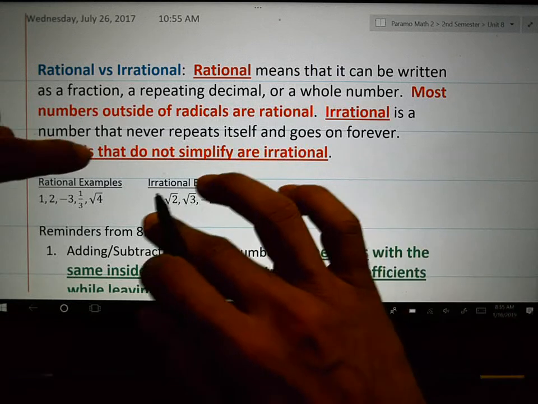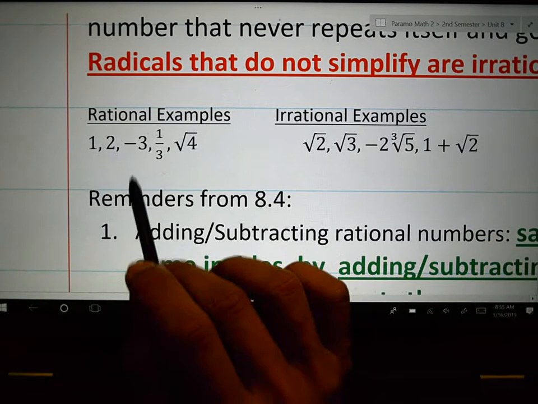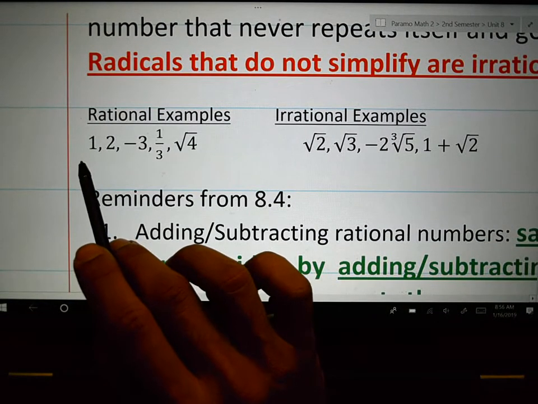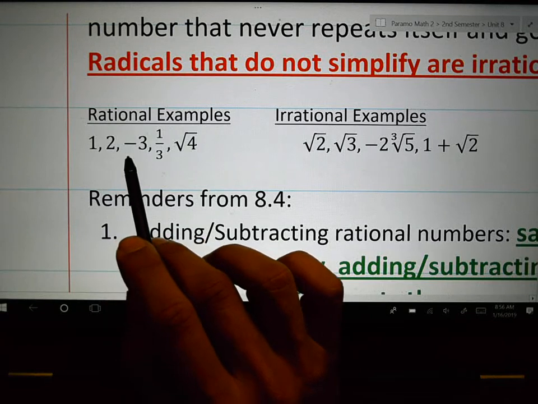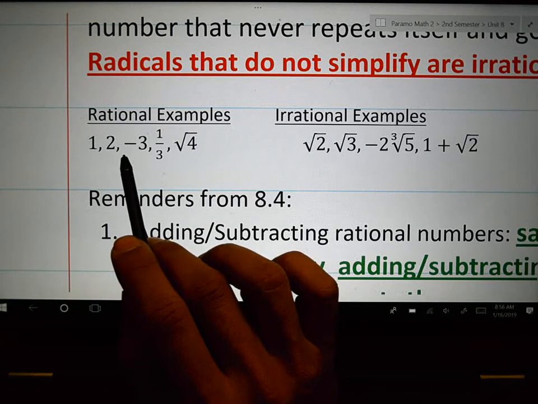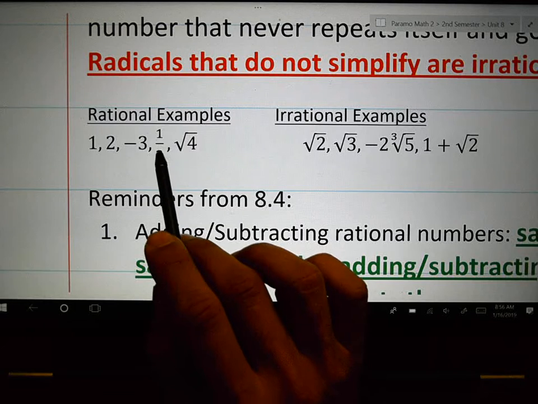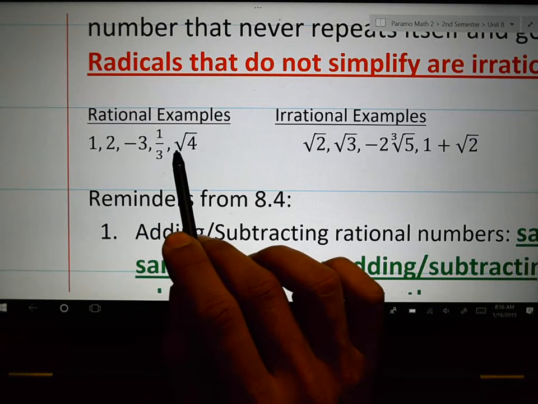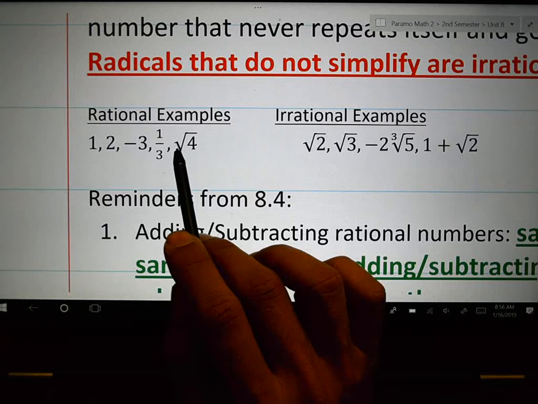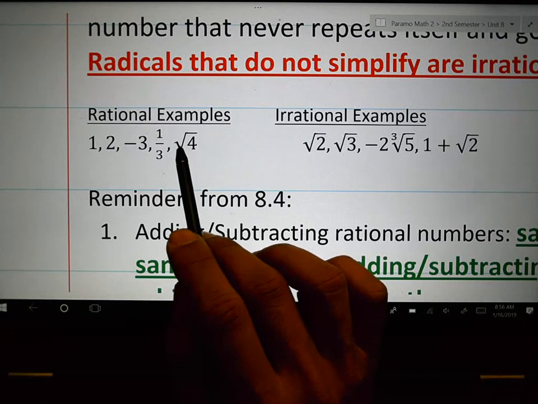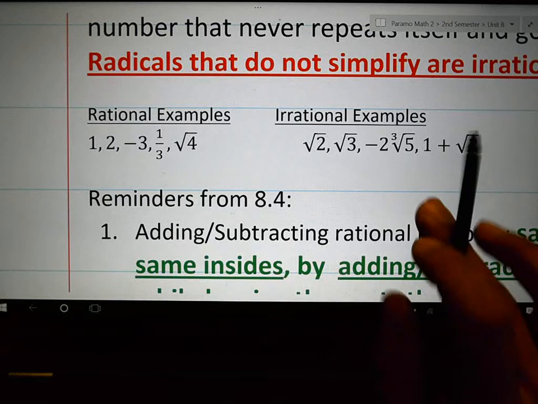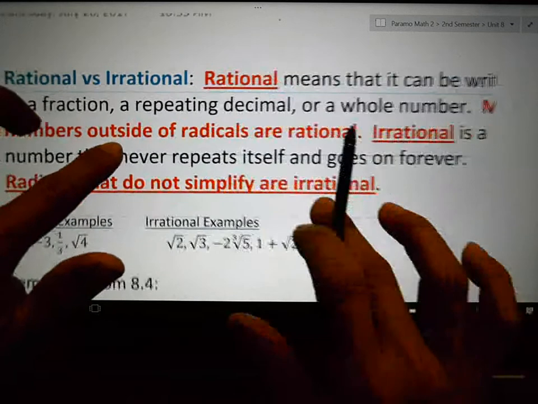So I have several rational numbers here that you could look at. The number 1 is rational. The number 2 is rational. -3, rational. Same with 0, as a matter of fact. 0 is rational. 1/3, rational. Even the square root of 4 is a rational number because the square root of 4 simplifies to 2. Those are rational numbers.